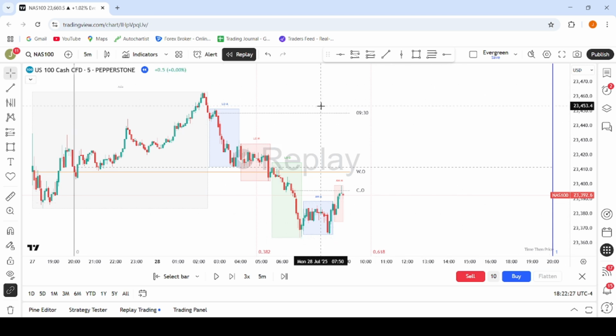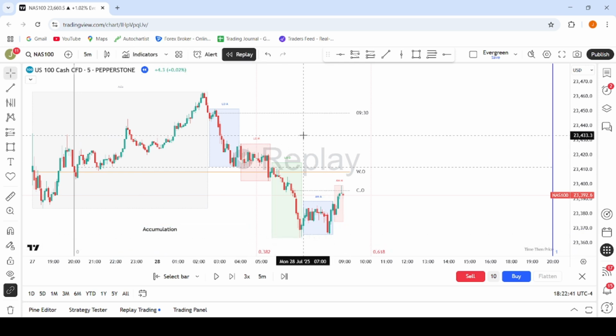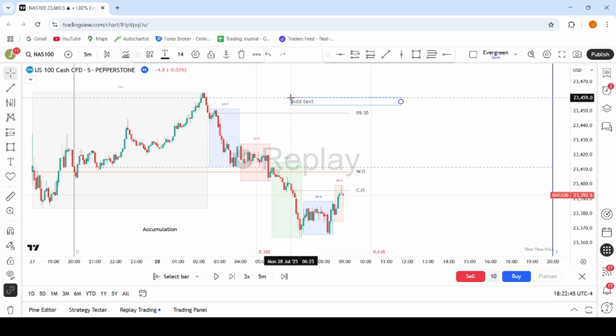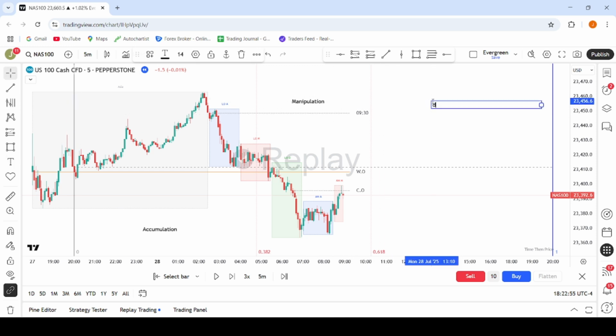So this is where price accumulates. I can put all of this in for you as well. I know people like this. Accumulation, I can't spell. This would then be your manipulation, and this would be your distribution.